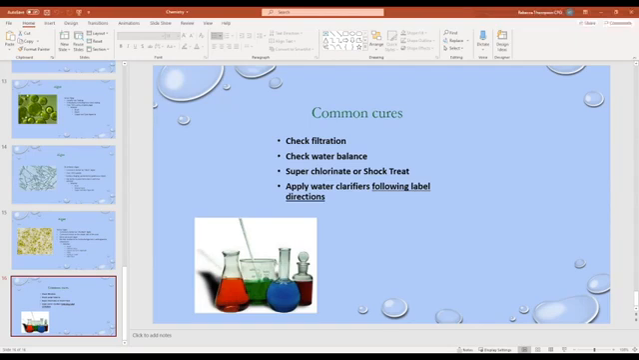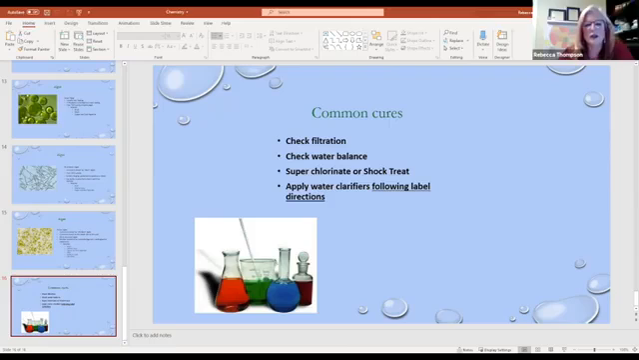Is black algae different than single spore black algae? There are, again, multiple forms of black algae. What you just want to do is get in there and kill it. It is just different forms of algae, of black algae, just like different forms of green algae.